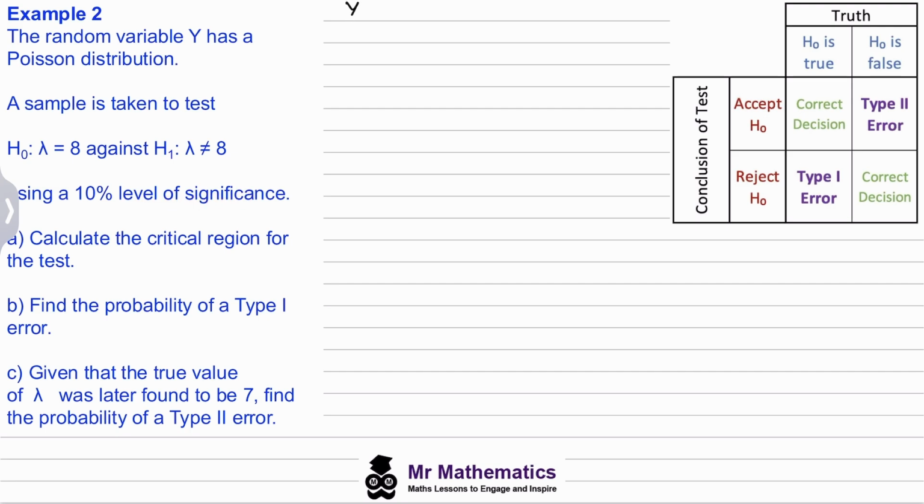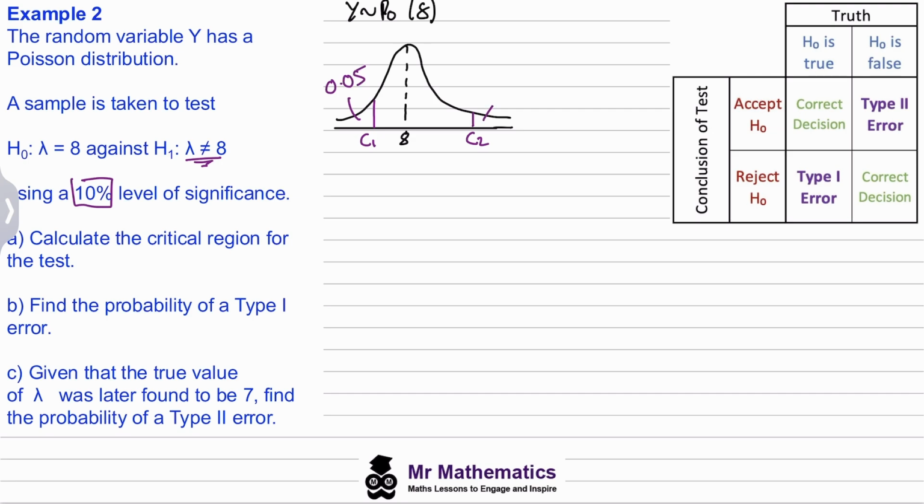If we assume that Y is distributed Poisson with lambda 8, and we sketch this model, it will look something like this, where the expected value is at the average. Because of the alternative hypothesis, the critical region could be less than, we'll call it C1, and greater than C2. Each of these areas will have a probability of half of the level of significance, so this will be 0.05, and this will be 0.05.